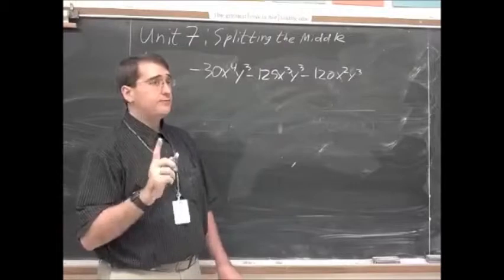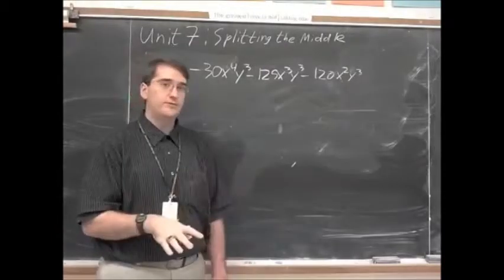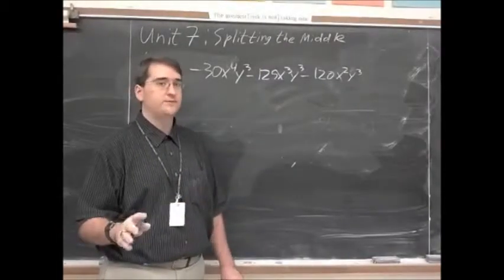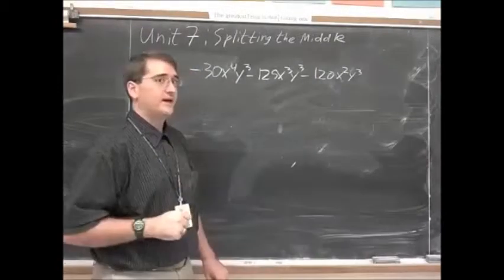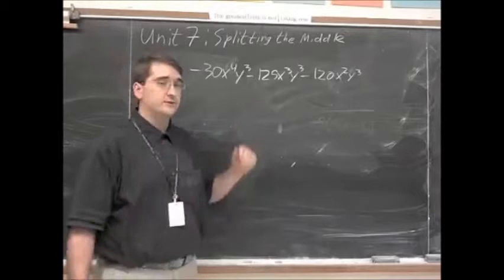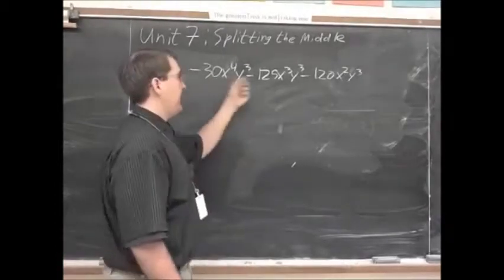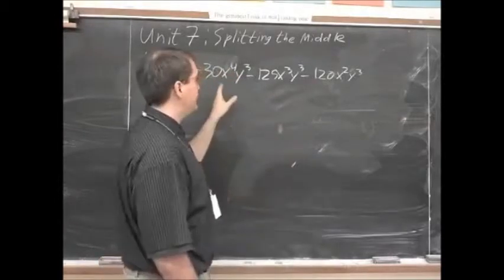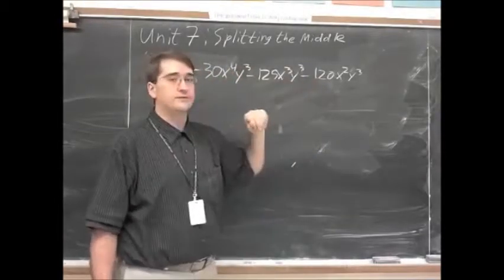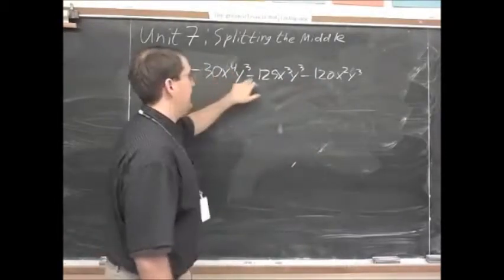Because remember, before we do splitting the middle, before we do factoring by grouping, before we try to look for a difference of squares, before we do any other type of factoring, the first kind of factoring that you should look for is the greatest common factor. Look at all of the terms together and see, is there anything that I can take out of all three of those terms? Definitely include a negative if you can.